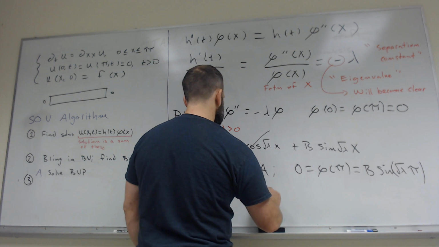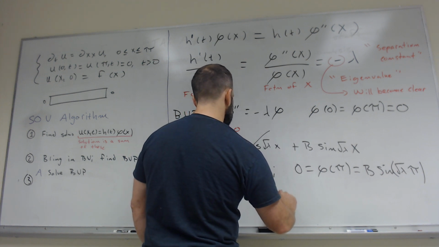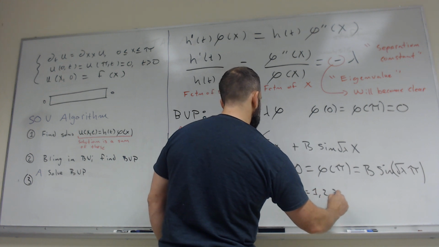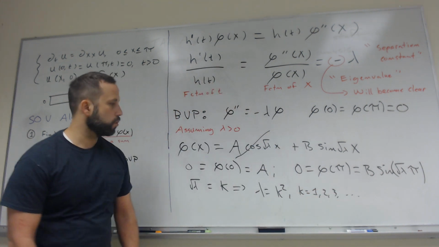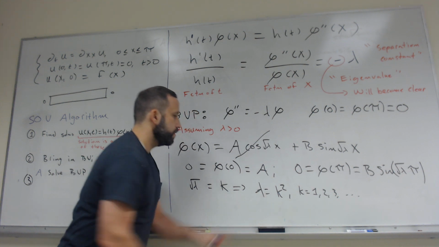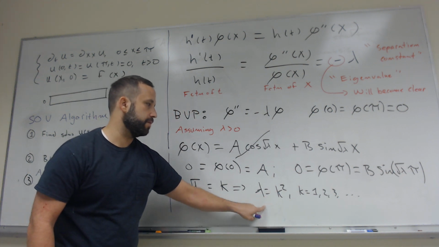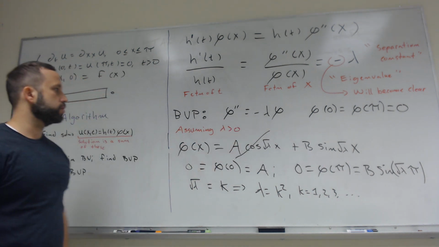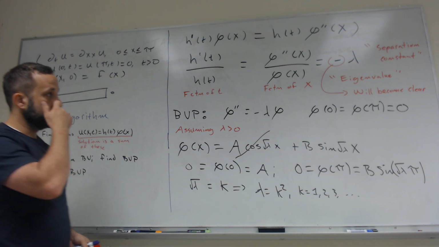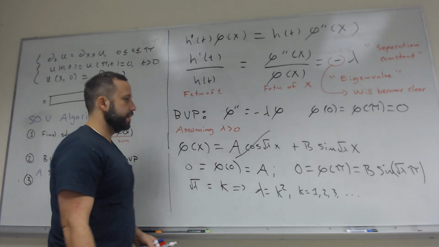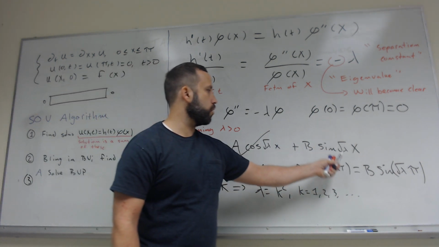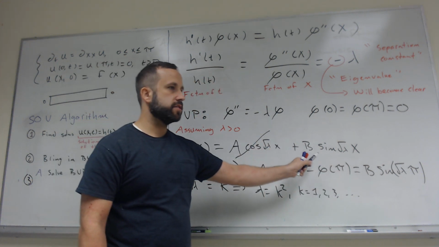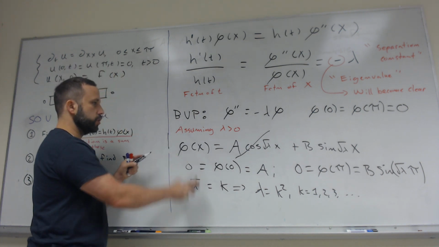This tells me lambda is going to be equal to k squared, where k goes from 1, 2, 3, and so on and so forth. In other words, for every positive integer, there's going to be another lambda, given by lambda is equal to k squared, for which there is a solution to this boundary value problem. And the solution to this boundary value problem is going to be b sine of square root of lambda x. Square root of lambda is k, so it's going to be b sine kx. So I'm going to erase all of this, so copy it down if you haven't.